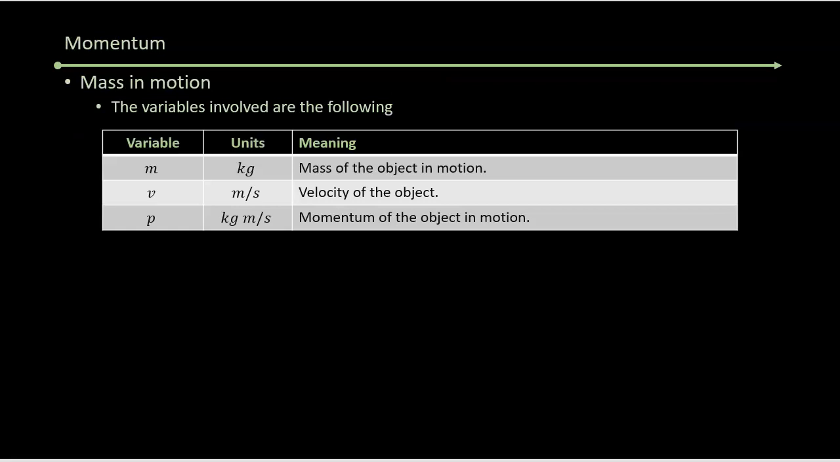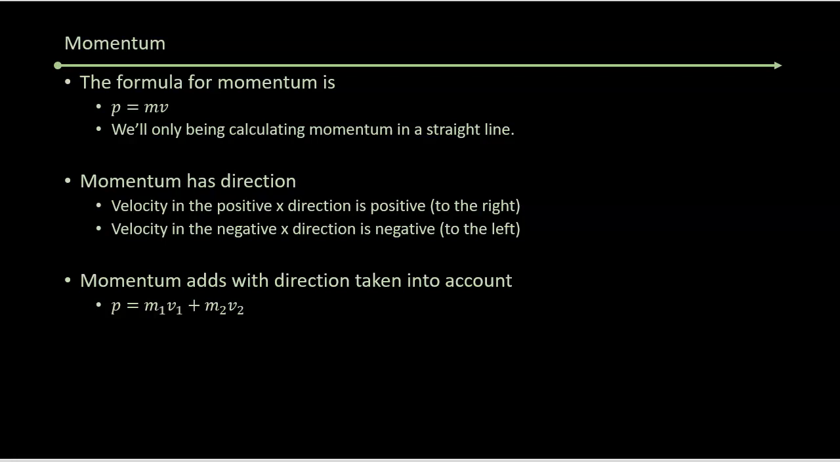So let's start looking into our first set of equations. Momentum is all about mass in motion. So variables involved are mass, velocity, and we use the symbol p, a lowercase p, for momentum of an object. And again, the units are kilogram meters per second. It's a very simple, straightforward equation. Momentum of an object is its mass times its velocity.